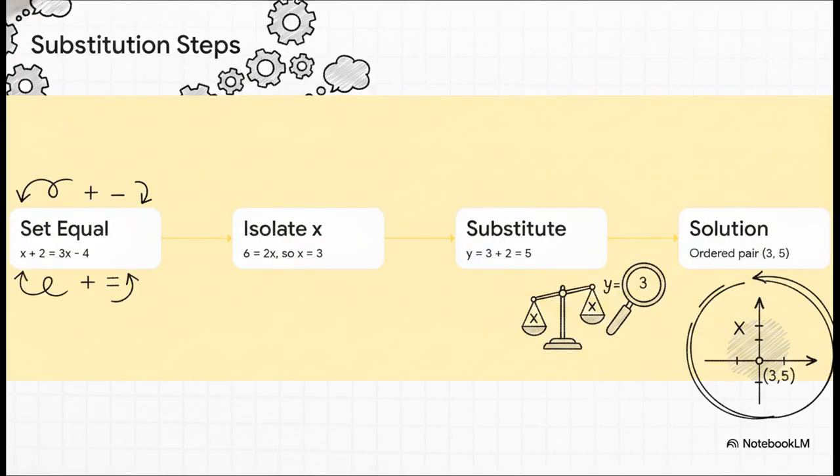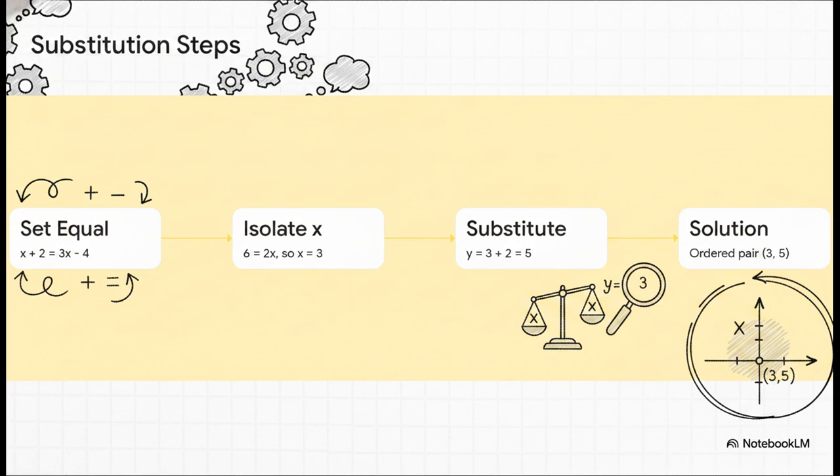Let's walk through a quick example to see the exact level of algebraic reasoning we expect from these accelerated kids. Say we want to solve y equals x plus 2 and y equals 3x minus 4. First, you set the expressions equal to each other. X plus 2 equals 3x minus 4.